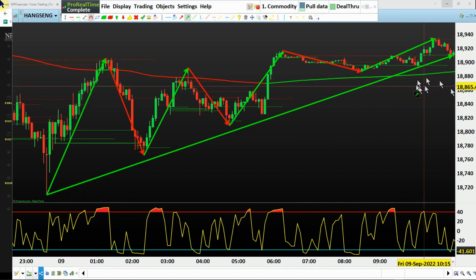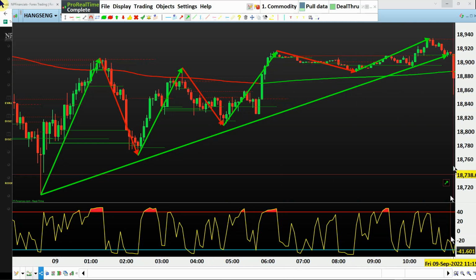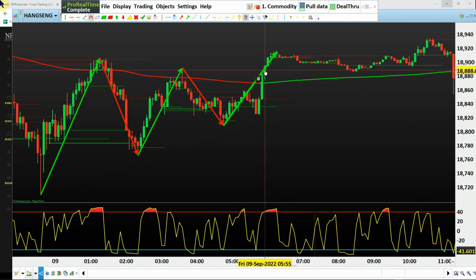Uptrend. So professionals will possibly be looking to buy, and amateurs will possibly be looking to sell here. All right, so that is the point. I'm still on Marty's question. Why does this type of thing happen every now and then?